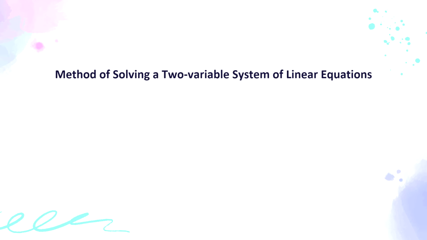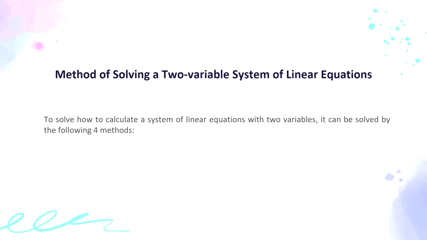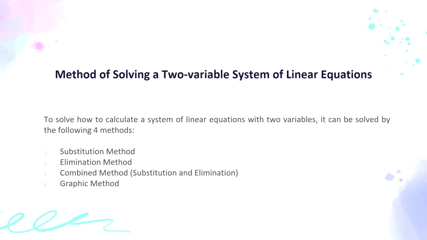Method of solving a two-variable system of linear equations. To solve a system of linear equations with two variables, it can be solved by the following four methods. The first method is substitution, the second is elimination, the third is combination, and the fourth is graphic. But in this video, I will only explain the elimination and the substitution methods. So I will give you a question.